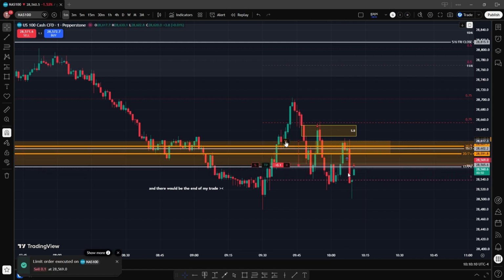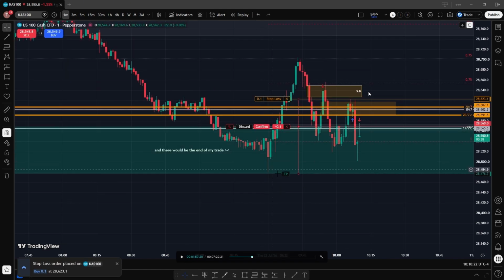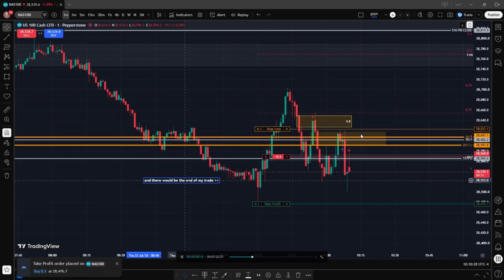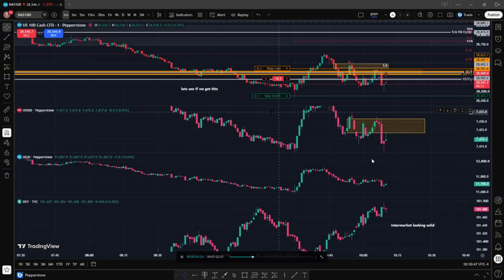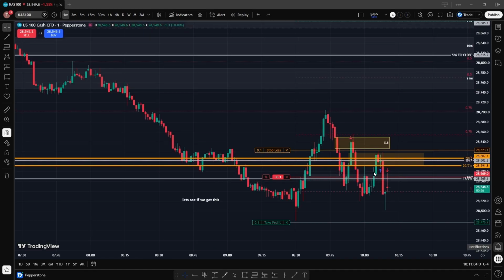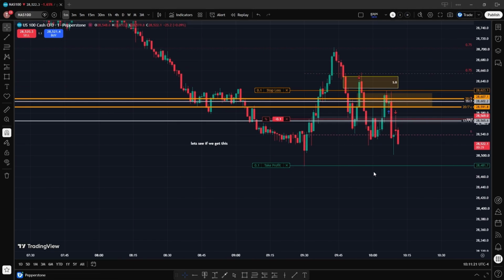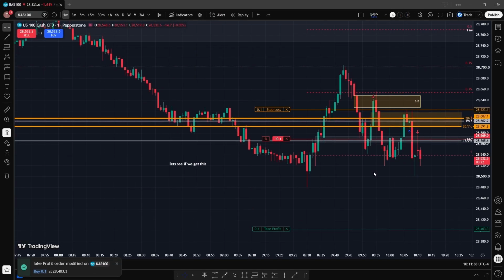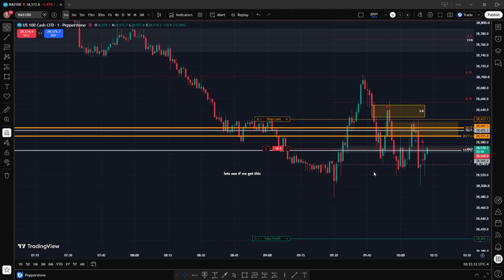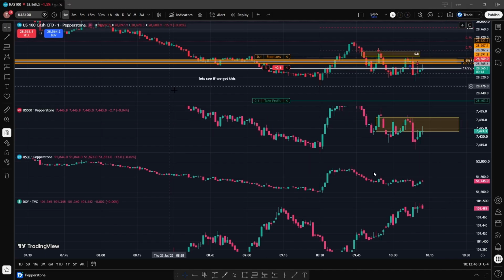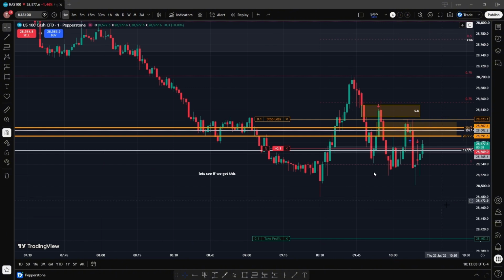Then we got this reaction right here. So what did I do? I basically just took an entry at the consequent encroachment of this CB. That's why I'm using that as an entry. Immediately I get back in because you got to get in sync with the market, since all along I was bearish anyways, and market started showing me the expansion that I was expecting.